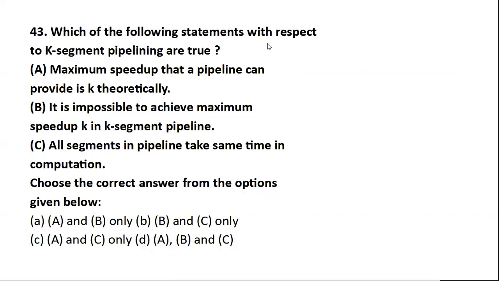Which of the following statements with respect to K-segment pipelining are true? Option A, the maximum speedup that a pipeline can provide is K, theoretically. Option B, it is impossible to achieve maximum speedup K in a K-segment pipeline. Option C, all segments in the pipeline take the same time in computation. This is the question regarding pipelining. These three statements we have to analyze first.